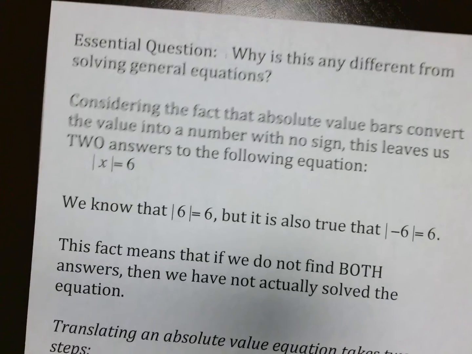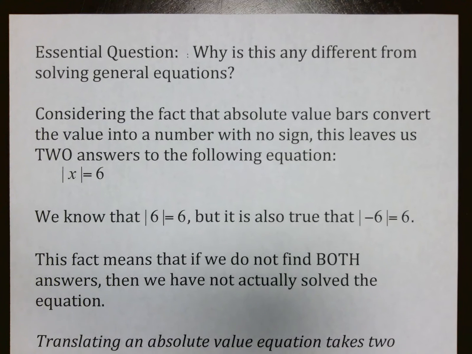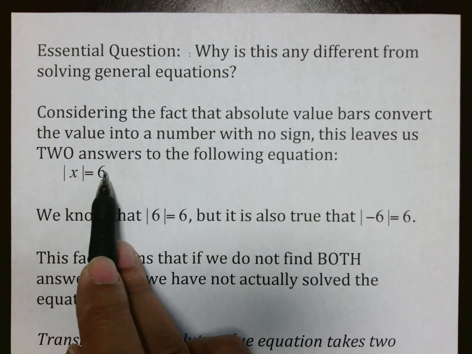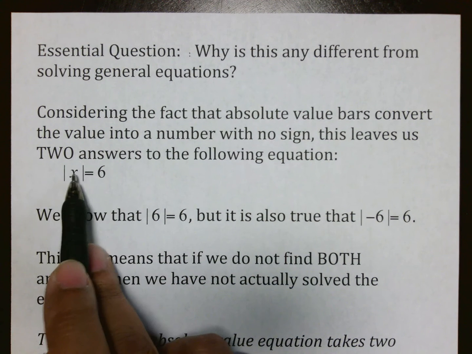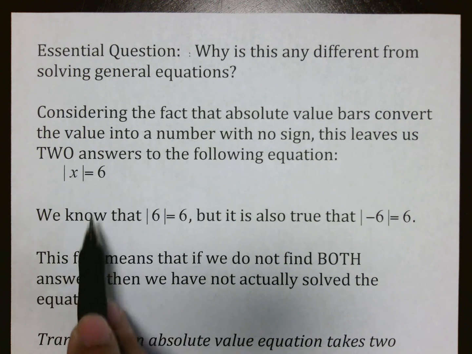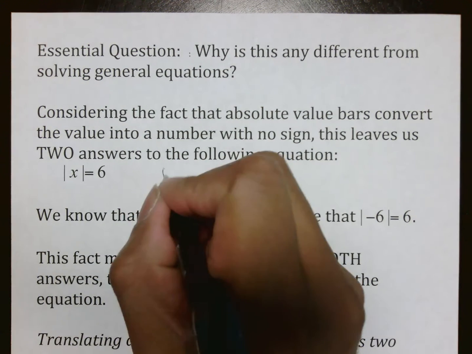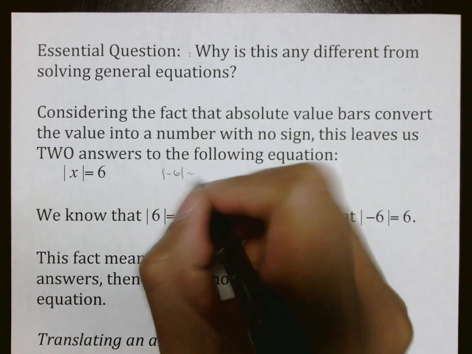Looking at the essential question, why is this any different from solving general equations? Well, considering the fact absolute value bars convert the value into a number with no sign, it actually leaves us two answers to the following equation. If we were asked if we had the equation of the absolute value of x is 6, the simple answer is that you can put a 6 in here and make it true. But couldn't we also put a negative 6 in here, because the absolute value of negative 6 is also 6?